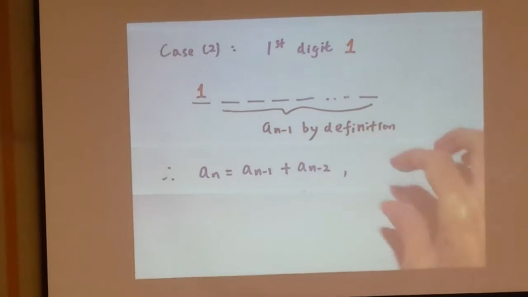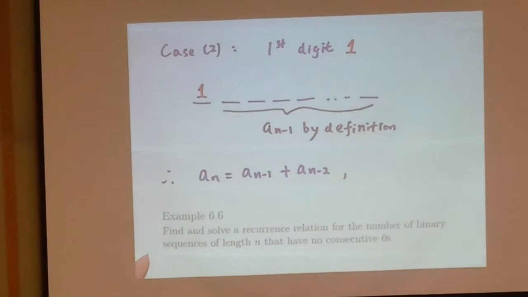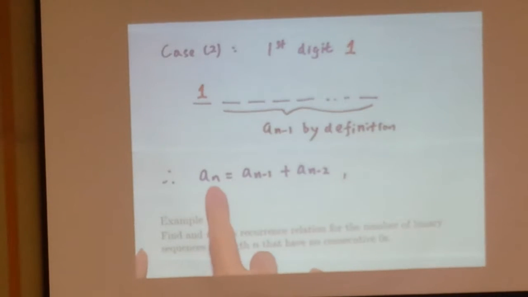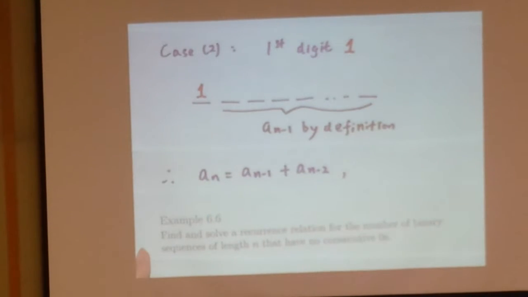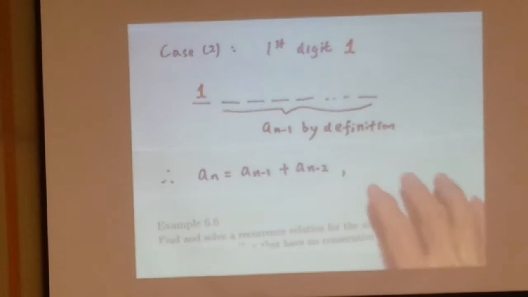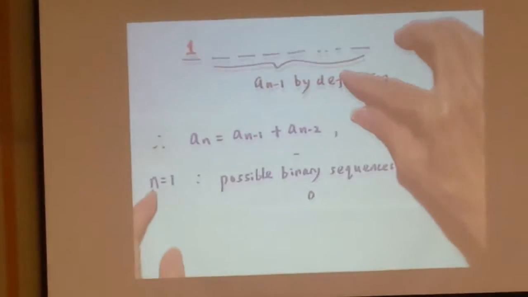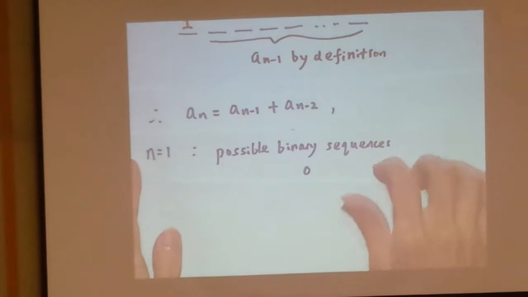And you have to solve, right? If you look back, the question says find and solve the recurrence relation. And you have to look for initial conditions. So which means you have to find the initial conditions. So you have to consider the small cases. So you have to consider when n is 1, what happens?